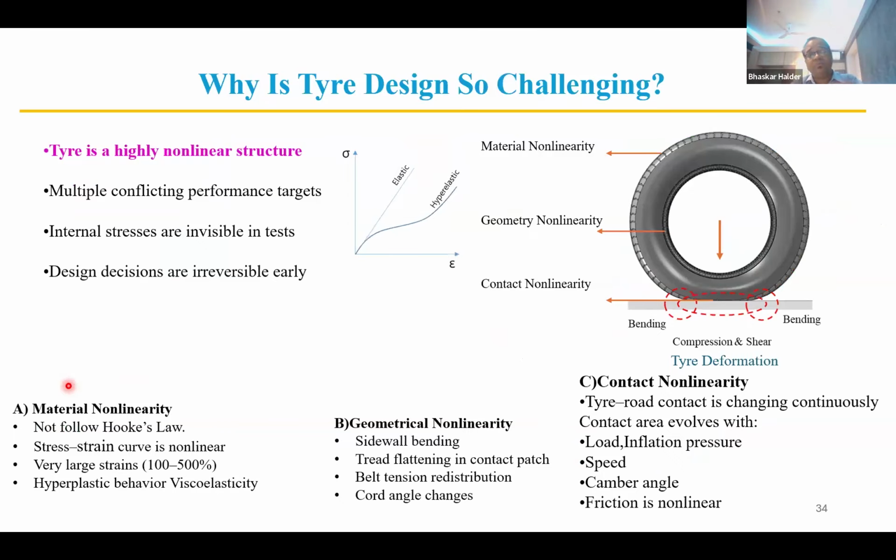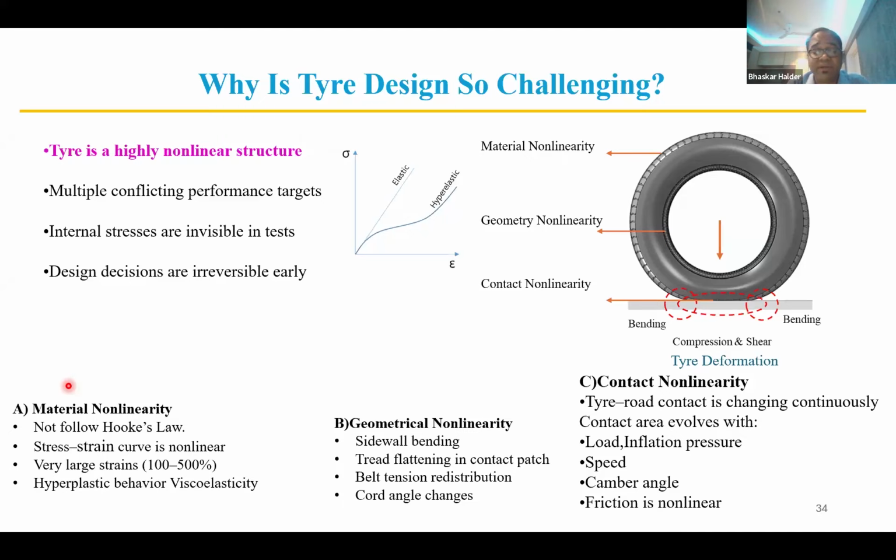Now the question is, if I go for FEA, why is FEA challenging for tires? First, a tire is a very non-linear structure. As I told, there are three non-linearities. One is the material non-linearity, because rubber doesn't follow Hooke's law; the stress and strain relationship is non-linear. Rubber also undergoes very large strains. If I give some force, the strains are very high, so it shows hyperelastic behavior.